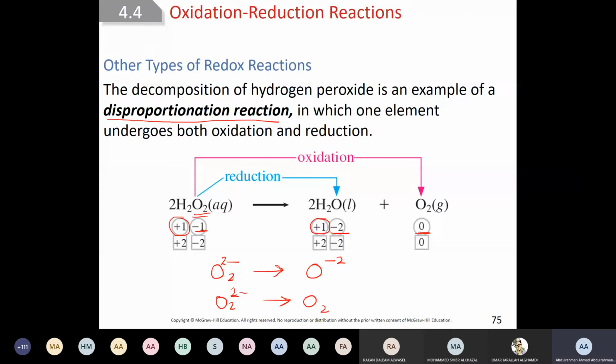See what happened? What's the oxidation number of peroxide oxygen here? It was -1. It became here what? -2. What's the oxidation number of peroxide here? Also -1. What is it here? 0, because it's by itself. Oxygen by itself. So the oxidation and the reduction took place only for the same element. We call this reaction a disproportionation reaction. I want you to memorize the name, disproportionation reaction. And what is it? The reduction and the oxidation take place in the same element.